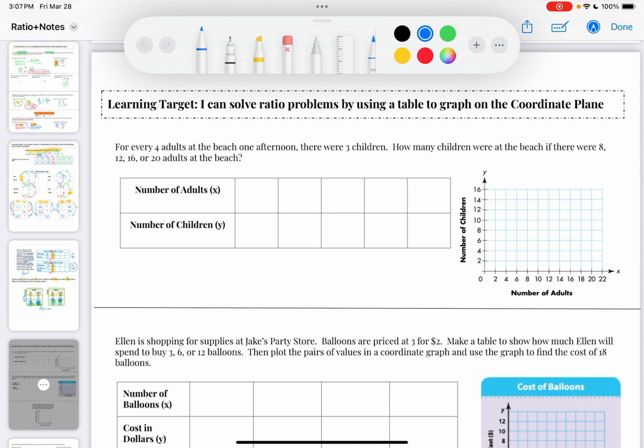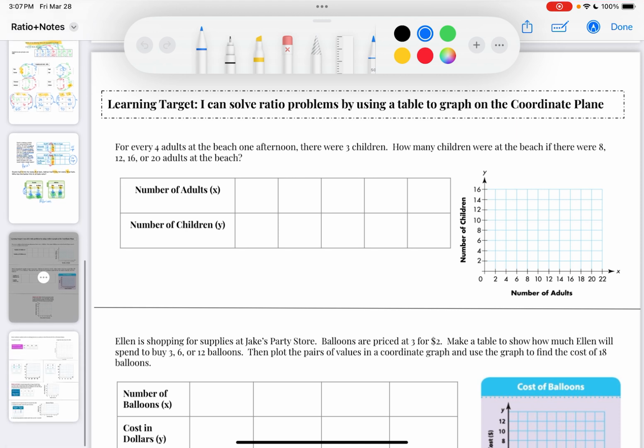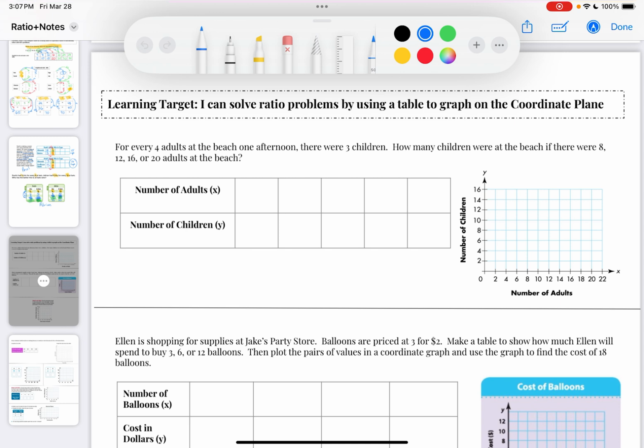Today we're going to go over our last section of notes, which is I can solve ratio problems by using a table to graph on the coordinate plane. So that means we're just making tables and then we're graphing them. So first one says, for every 4 adults at the beach one afternoon, there were 3 children. How many children were at the beach if there were 8, 12, 16, or 20 adults?